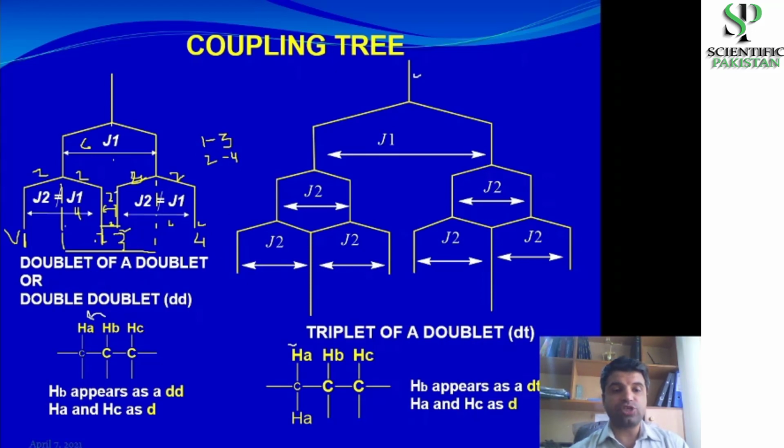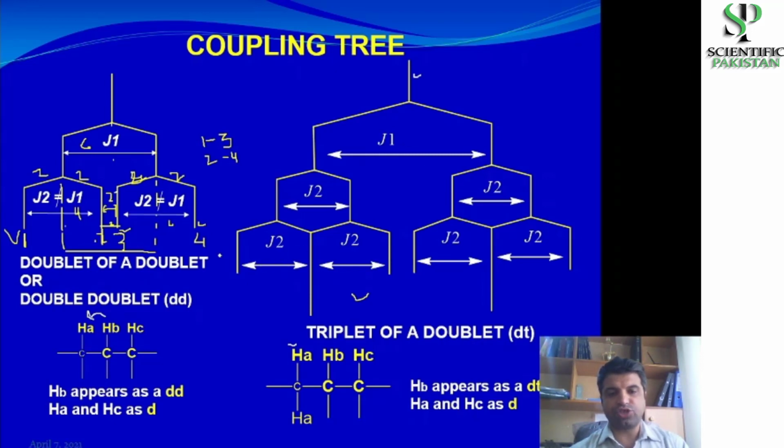So you can calculate J2 from 1 minus 2 or 3 minus 4. And you can calculate J1 from 1 minus 3 or 2 minus 4. And the same applies to this. You can practice it yourself.